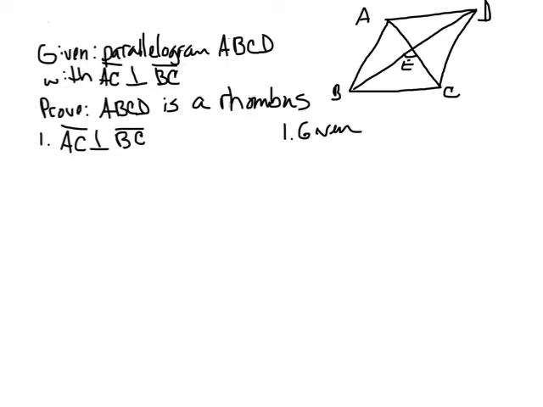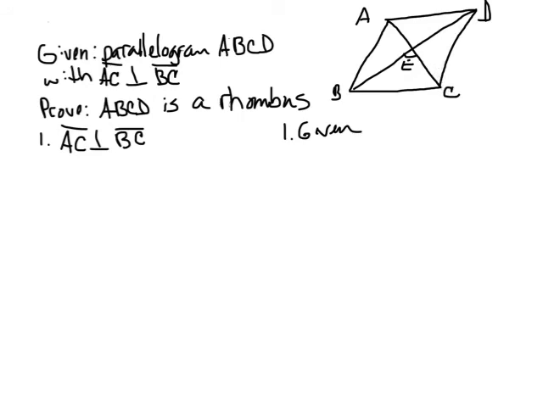So to show it's a rhombus, we already have that it's a parallelogram. So if I can show that two consecutive sides are congruent, that's enough to show it's a rhombus. And we can't use the fact that the diagonals are perpendicular because we're going to use that to get triangles congruent to then show that consecutive sides are congruent. So here's my goal. I'm going to get triangle BEC congruent to triangle DEC.